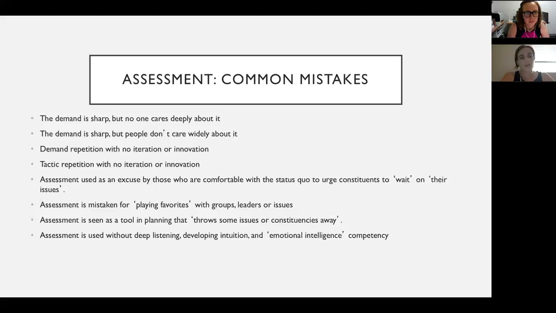Okay. Demand repetition with no iteration or innovation. So that's a lot of words with "tion" in them. So that might not be the clearest. It's actually a pretty simple thing. So you keep repeating a demand. You don't make changes to it based on new information. You don't innovate it, etc. Then what you're often ending up with is demand saturation, right?